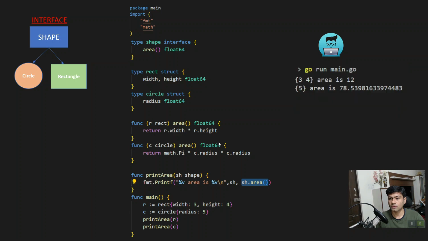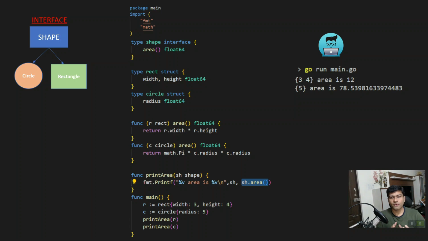If you see the output, if you run go run main.go, then first for the rectangle it will print 3 4, and area is 12, and for the circle, if radius is 5, then it will print the area as 78.5. So this is the main concept of the interface.